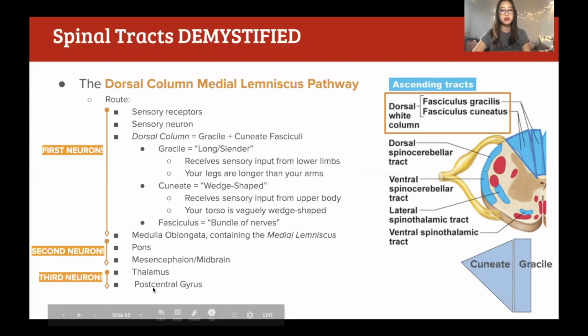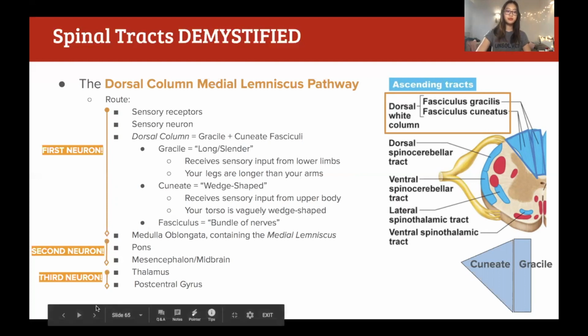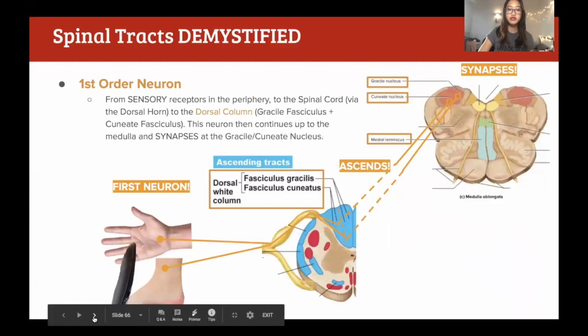Midbrain, thalamus, and postcentral gyrus. And your second neuron would synapse in the medulla. It would go through all of this, and then it would synapse inside the thalamus, where your third neuron takes over. It goes from the thalamus into the postcentral gyrus. So that's the overview of everything. And now let's start on a bit more detail.